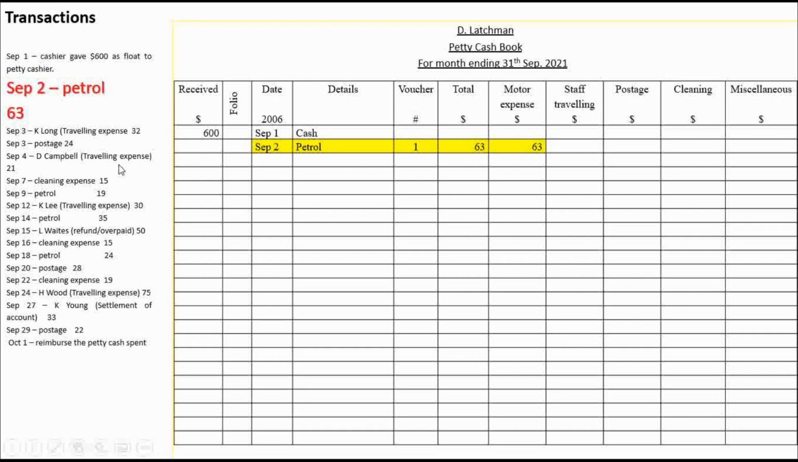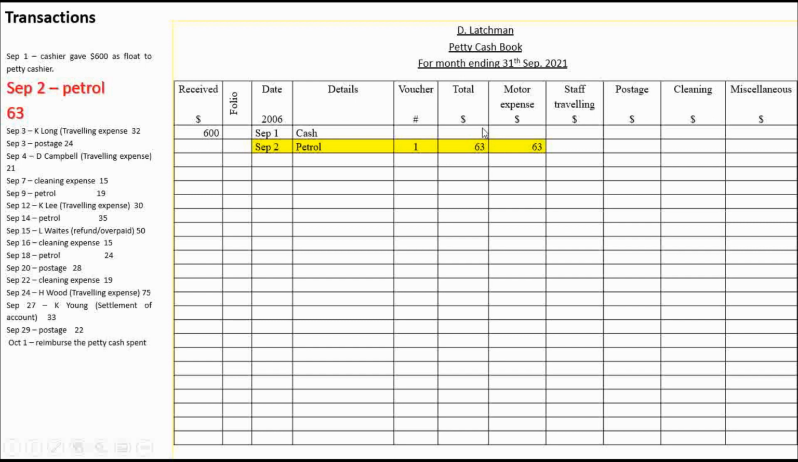2nd of September, petrol $63. On the 2nd of September now, we give out a voucher for petrol and it's worth $63. So the date will be the 2nd of September. The detail, why we give out this money or the voucher, is to purchase petrol. The voucher number 1. Now, CSEC might give you the voucher number. If not, you just place the numbers there in order as the transactions follow. The total money that was given out in the voucher is $63.